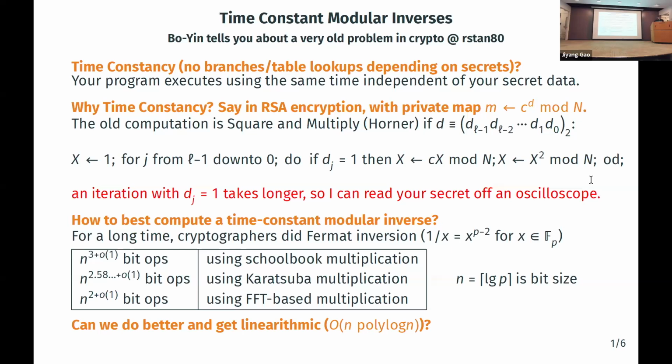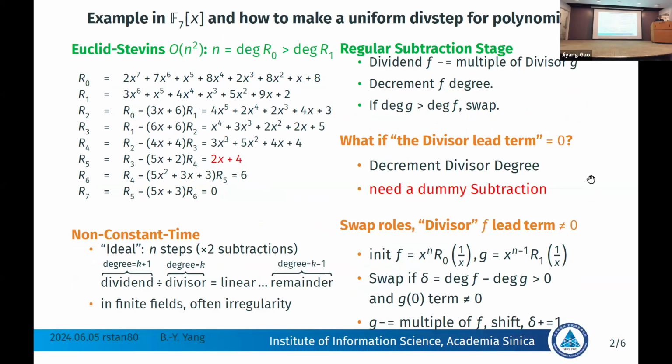Because square and multiply takes longer than just square, so cryptographers up to 2018 have used Fermat's little theorem, but that's super quadratic time, even with fast Fourier multiplications, and it was constant-time subquadratic modular inverses. Here's a treatise on the 3,000-year-old extended GCD algorithm.